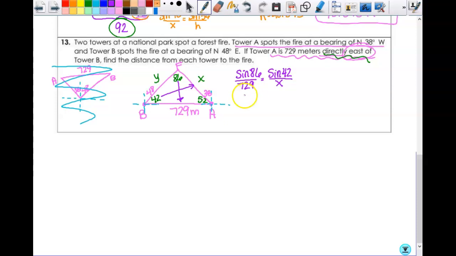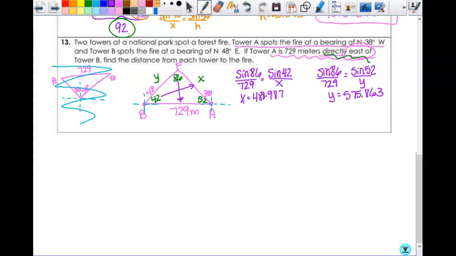So do my thing, cross multiply and do whatnot, and I get that X is equal to 488.987. Then I'm going to do Y, so the sine of 86 over 729 is equal to the sine of 52 over Y. Cross multiply, divide, I get that Y is equal to 575.863. Right? And again, this was law of sines by just finding a side. Remember to look at how to find an angle with the law of sines and using the ambiguous case.